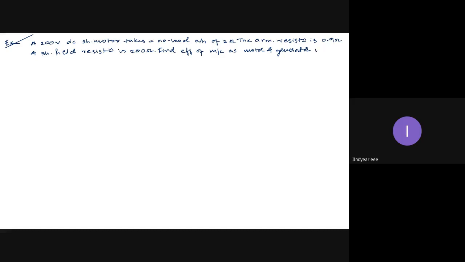When the line current at full load is 21 amperes.